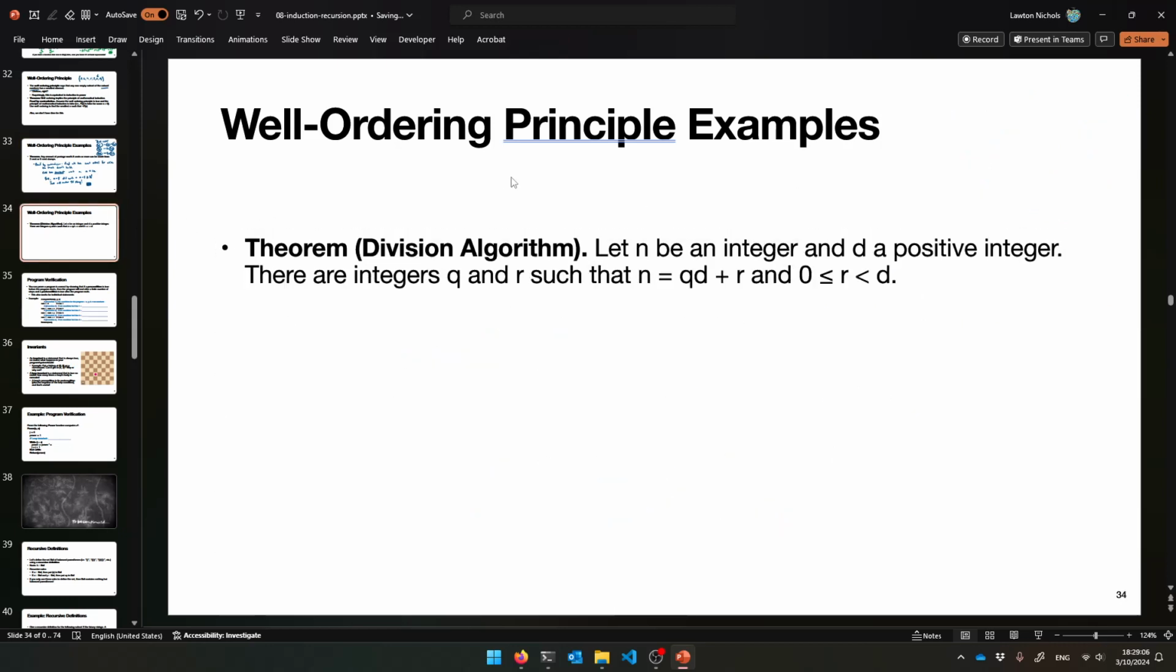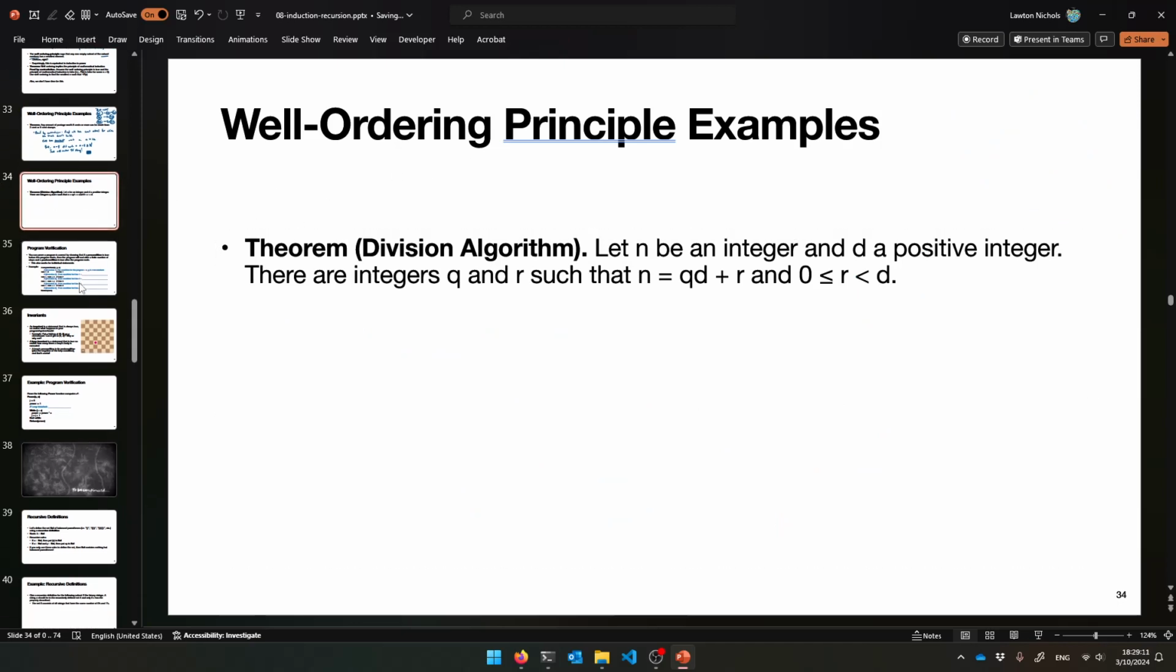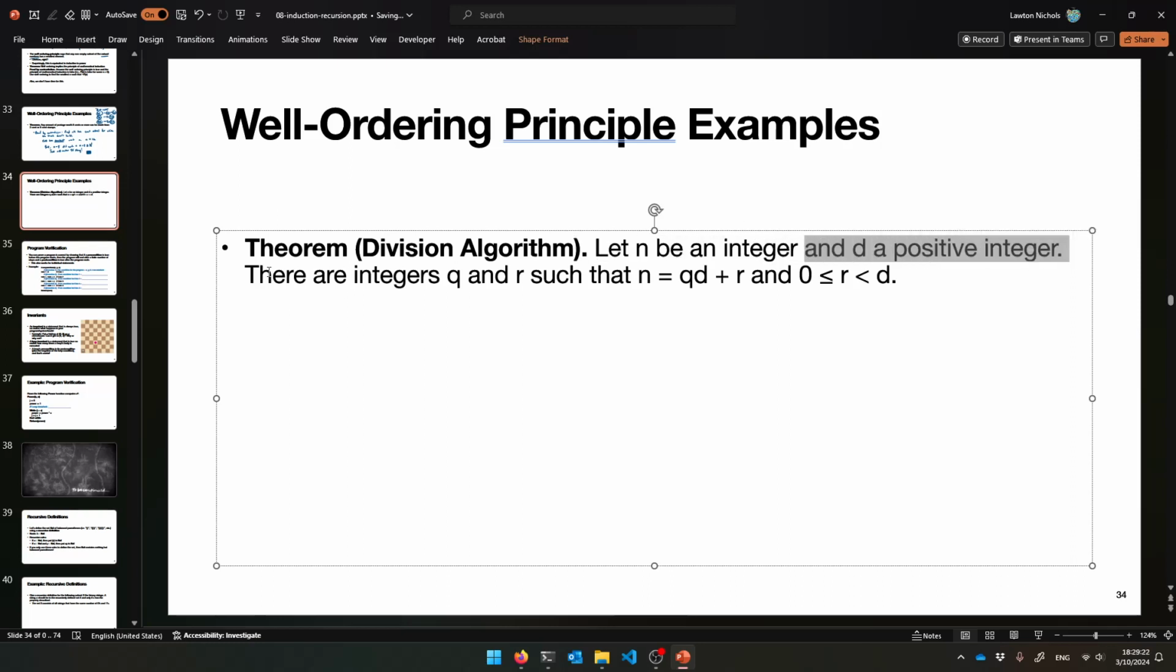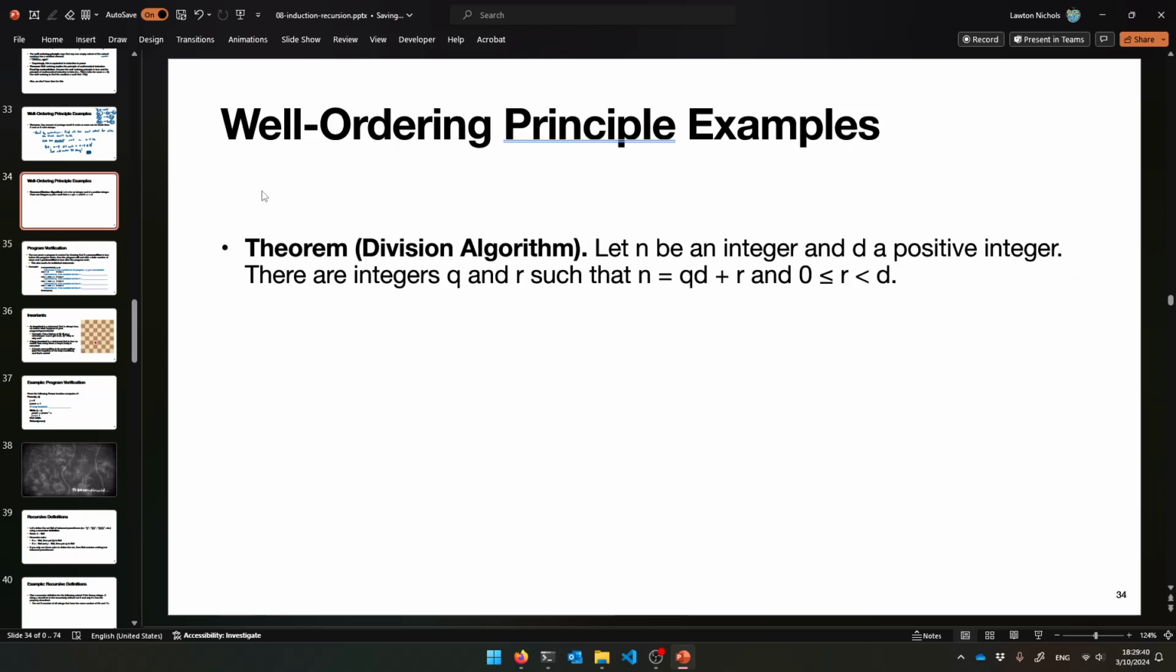Let's try another one. Let me actually prove to you the division algorithm. This will be fun. I promised this to you long ago in our number theory slides, so let me actually follow through on that. So here's the division algorithm, right? Let n be an integer and d be a positive integer. So n's our number and d is the thing we're dividing it by, right? That's the divisor. There are integers q and r, quotient and remainder, such that n is equal to q times d plus r, and r is within that normal range that a remainder should be, because it can't be d, because then it could have gone in one more time, right? So this is going to be a use of the well-ordering principle, surprisingly.